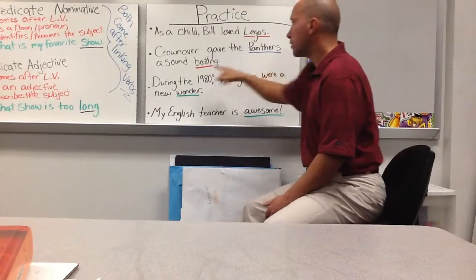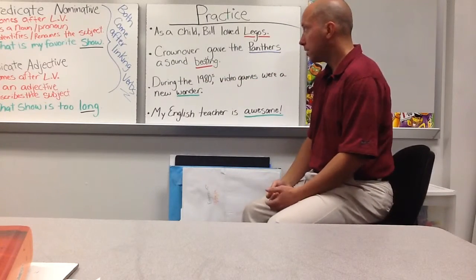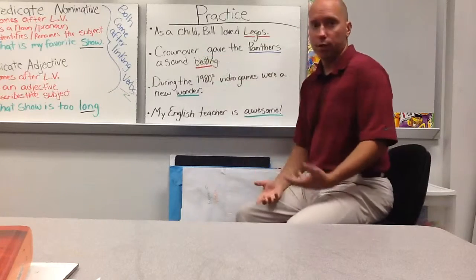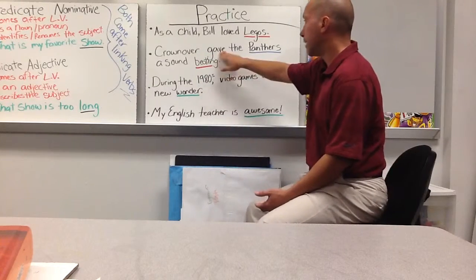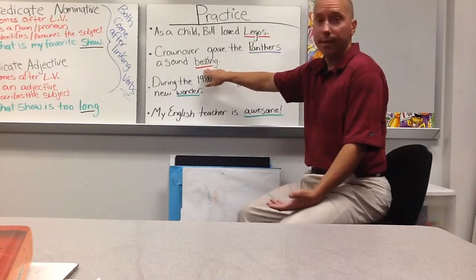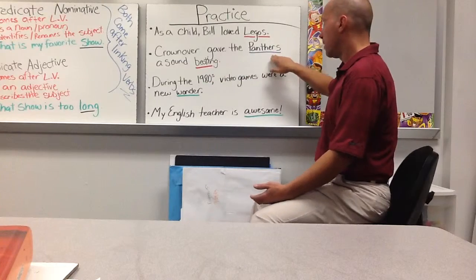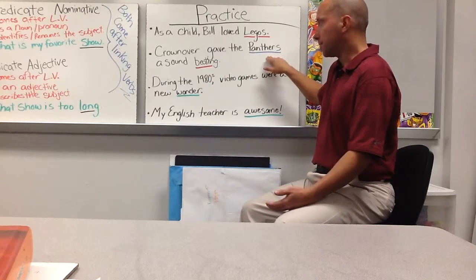Crownover gave the Panthers a sound beating. Let's go through it. Who's doing the action in the sentence? Crownover is. What is Crownover doing? Crownover gave. What did Crownover give? They gave a beating. Beating is our direct object. Now, who received the beating? That's the Panthers. That makes Panthers the indirect object.